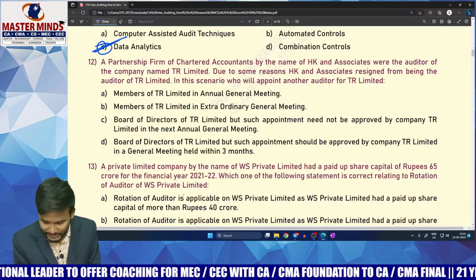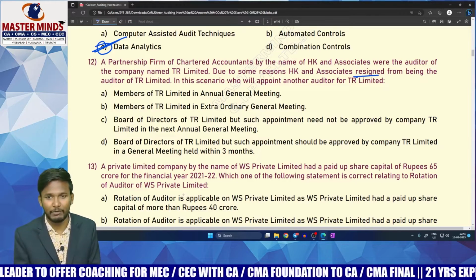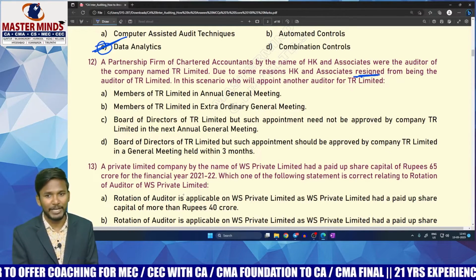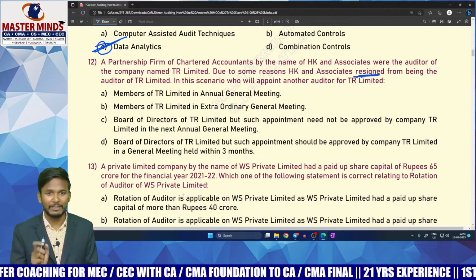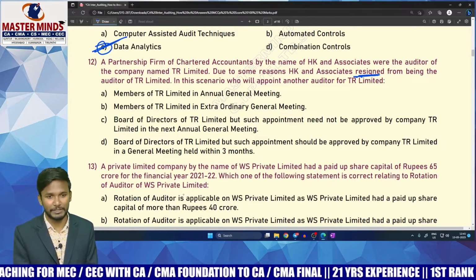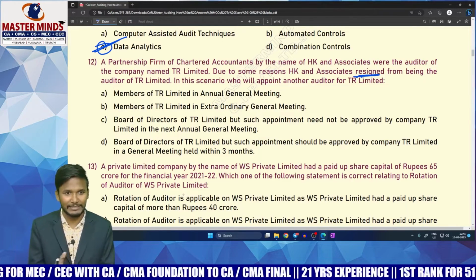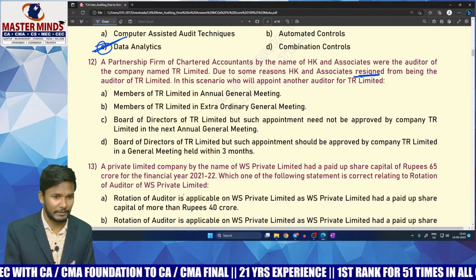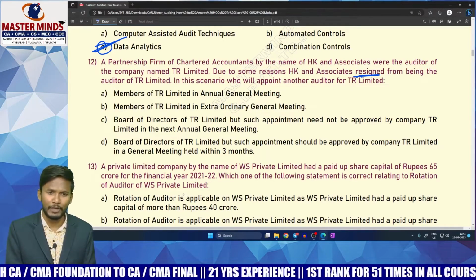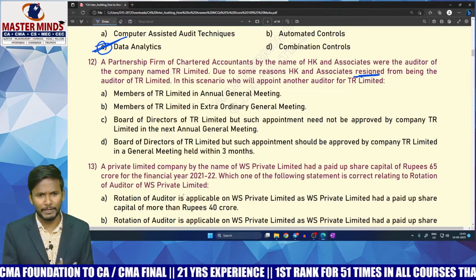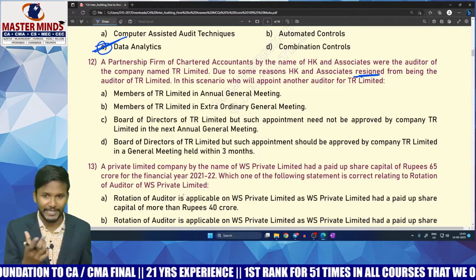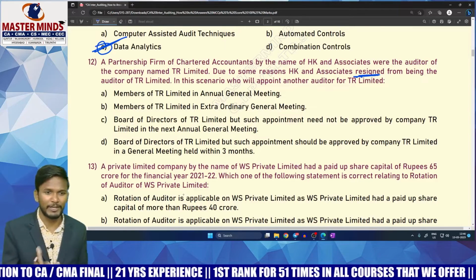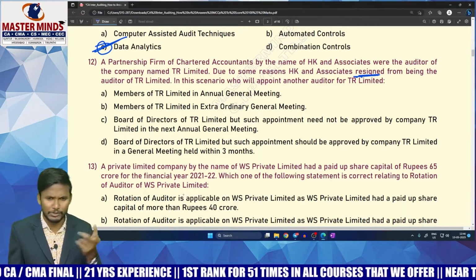See, resignation case. If you are finding something called resignation, obviously what will happen? Can I call that a casual vacancy? See, Section 139 subsection 8 talks about casual vacancy. They are telling something called TR Limited. I don't know whether it's a government company or non-government company. If nothing is specified, what will I assume? I'll assume it to be a non-government company. So 139 subsection 8 talks about appointment in casual vacancy of a non-government company and also a government company.